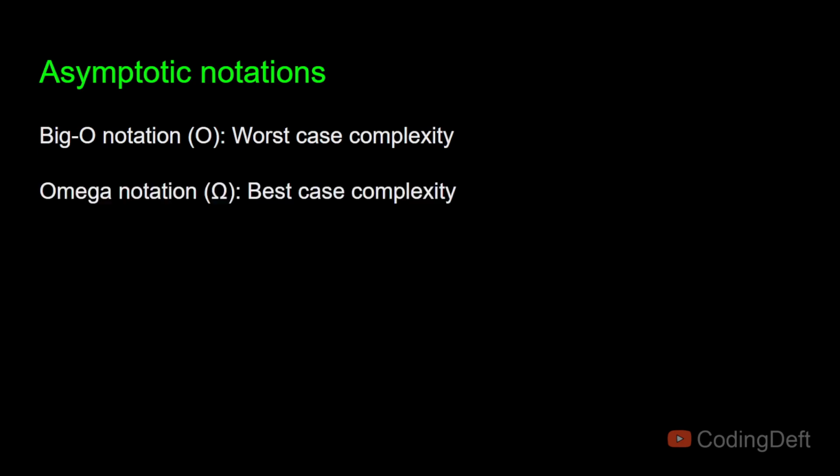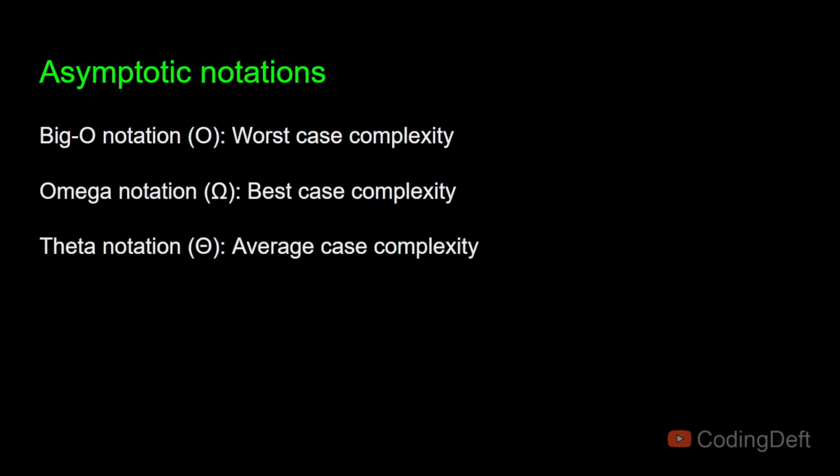There are different notations in which you can measure these complexities. So the first one is big O notation, that is the worst case complexity of your program. The next is omega notation, which will measure the best case complexity. That is, for example, if you are searching for a number in an array and in the first check itself you match that number, then it is called best case complexity.